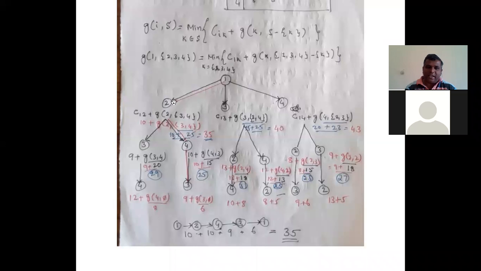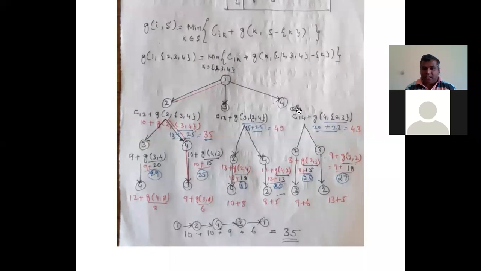So when we select the second city 2, what is the expression? C of 1 comma 2, the cost of 1 to 2 selected, plus G of 2 comma 3 comma 4. So S contains 2, 3, 4. 2 is the intermediate node selected, and the remaining nodes are 3 comma 4. Similarly, when we select 3, it is C of 1 to 3 plus G of 3, where 3 is the intermediate node, comma 2 comma 4. The remaining nodes are 2 and 4.